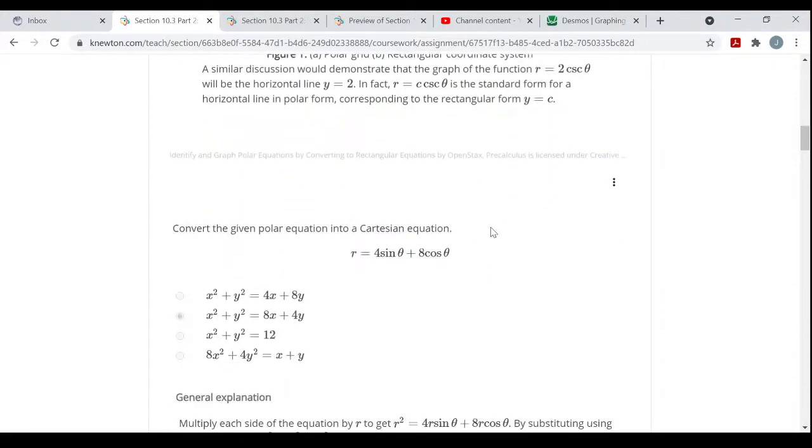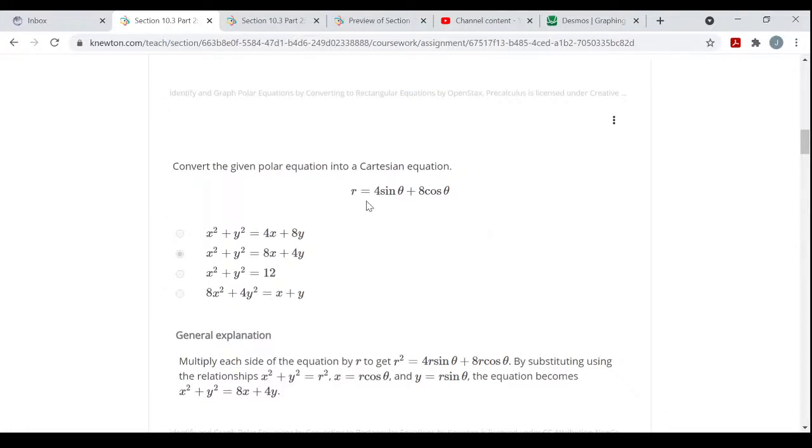And here's another example. Now here, in order to get all the r sine theta and r cosine theta, I'd have to multiply this side by r, and if I multiply this side by r, I'd multiply the other side by r. And that'd give me r squared on the left, and 4r sine theta plus 8r cosine theta. That'd be 4y plus 8x. x squared plus y squared equals 8x plus 4y. There you go. And they both have equations and graphs that are circles.